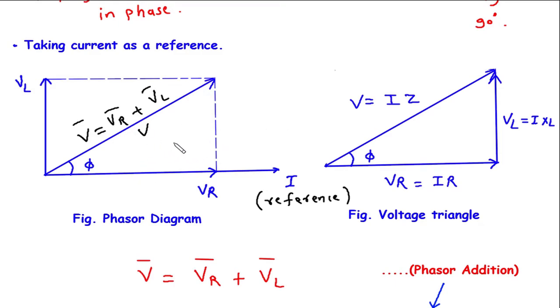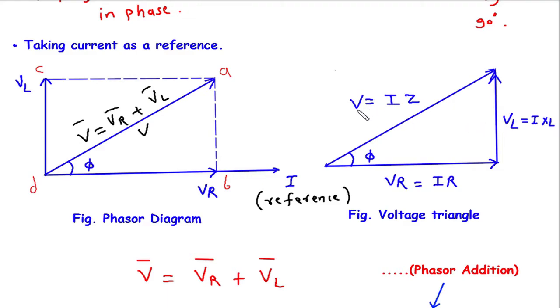Now from this phasor diagram, the voltage triangle can be drawn. This is VR, and VR is equal to I into R. Now let's say this is A, this is B, this is C and this is D. So AB is equal to CD. So here we can replace this line by VL. So here this is VL, and VL is equal to I into XL.